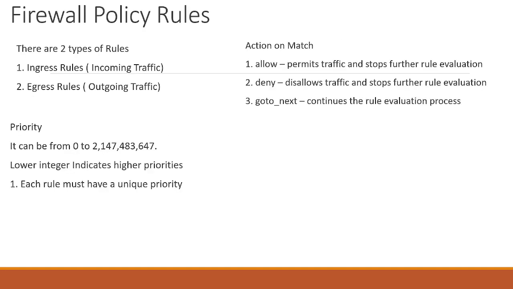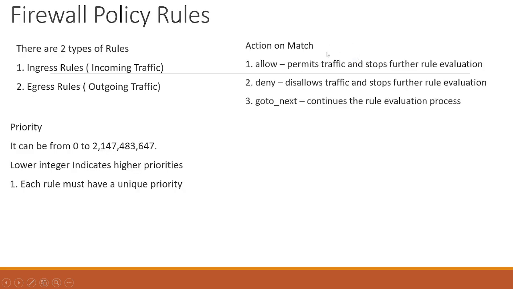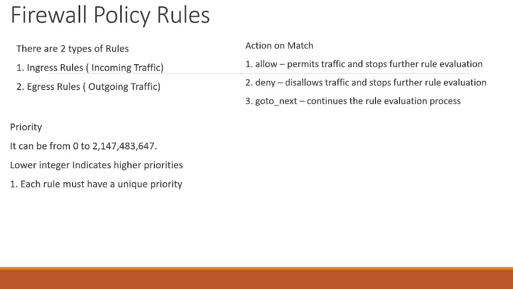In firewall policies, there are two types of rules, as we already know. In VPC firewall rules also we have two types of rules: ingress and egress. Ingress is known for incoming traffic and egress is outgoing traffic. For action on match, we have three actions, as I showed in the previous slide. These actions we don't get in VPC firewall rules, but here we get these actions.